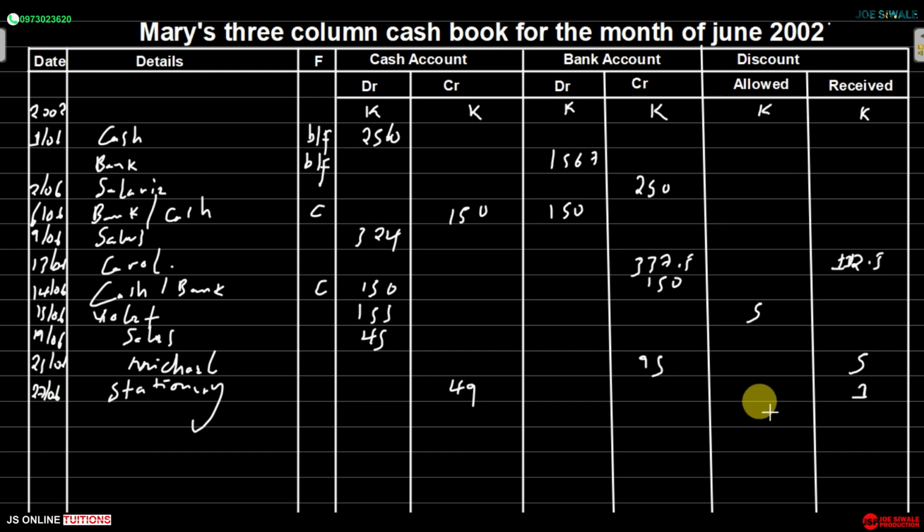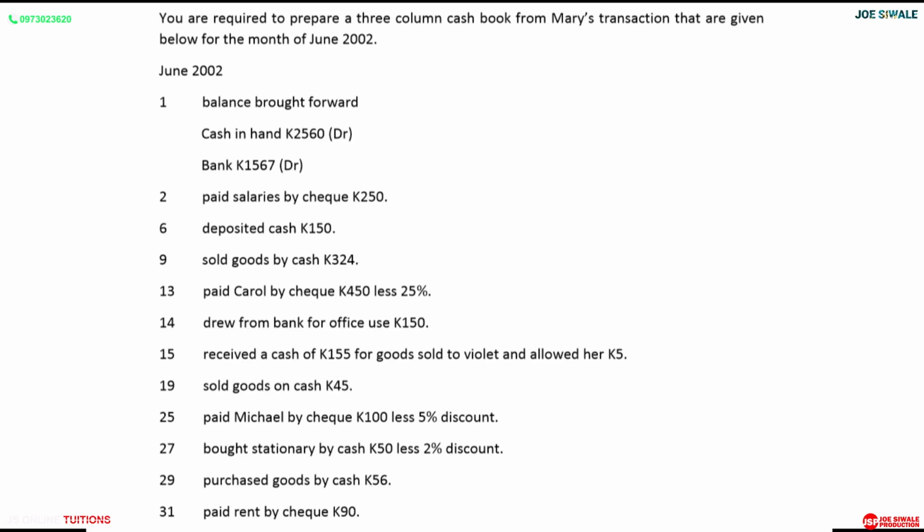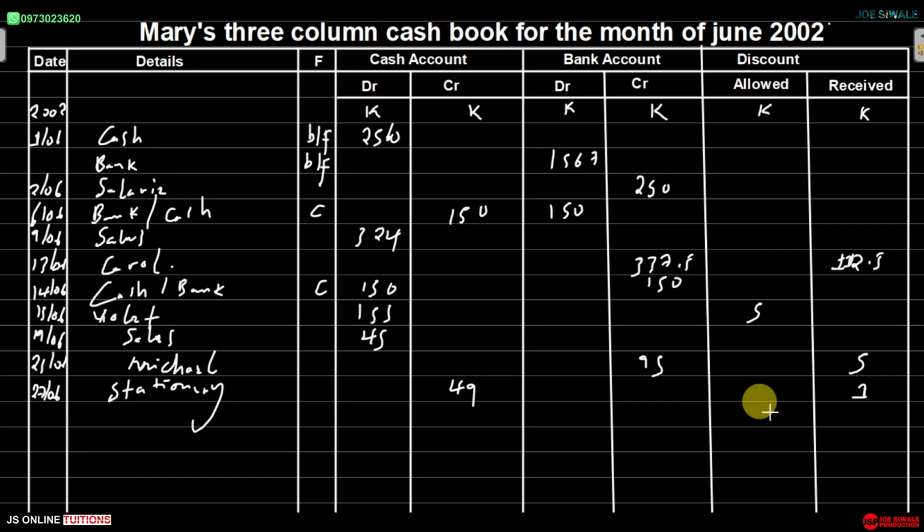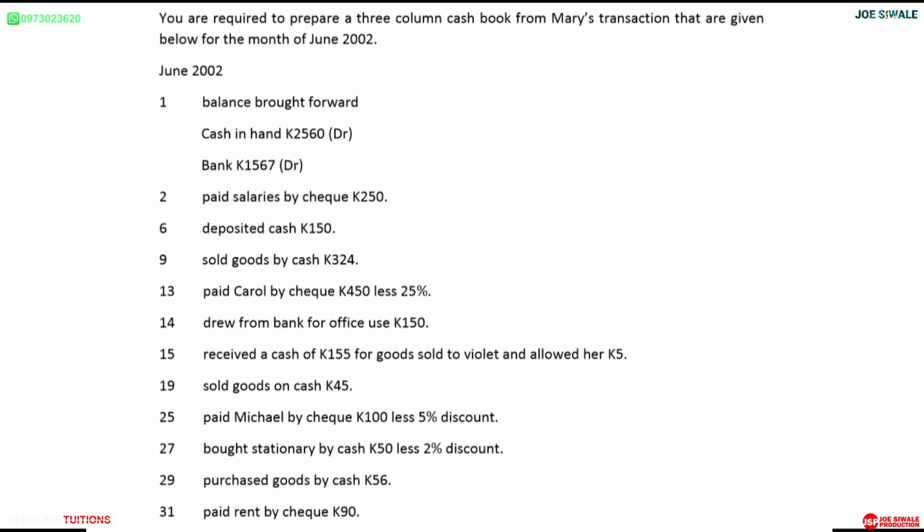Then on the 29th of June, purchased goods by cash amounting to 56 kwacha. So this type of transaction is taking money out of the business. That means that we're going to record it on the credit side of the cash account. We're going to say purchases, record it on the credit side, 56.